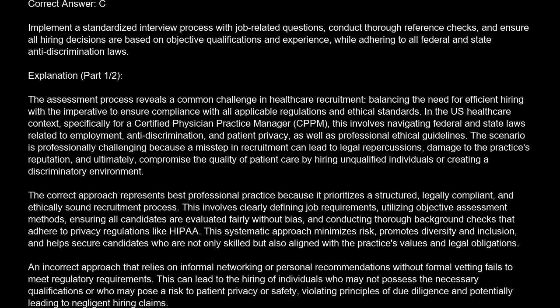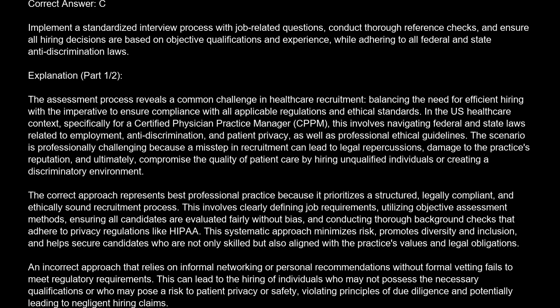Explanation. The assessment process reveals a common challenge in healthcare recruitment: balancing the need for efficient hiring with the imperative to ensure compliance with all applicable regulations and ethical standards. In the U.S. healthcare context, specifically for a certified physician practice manager, CPPM, this involves navigating federal and state laws related to employment, anti-discrimination, and patient privacy, as well as professional ethical guidelines.